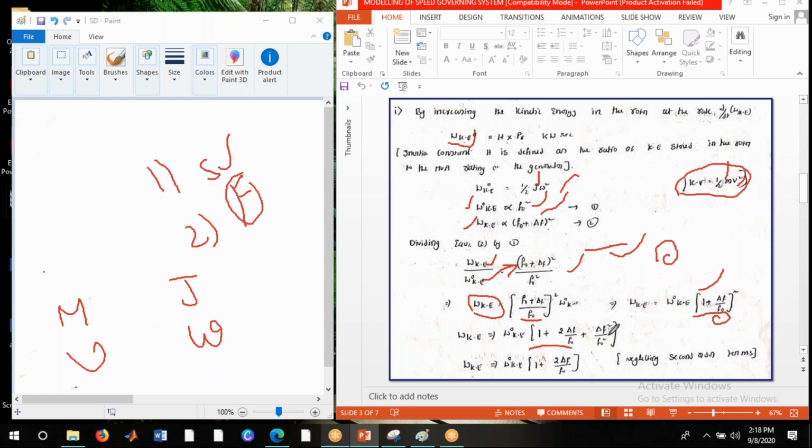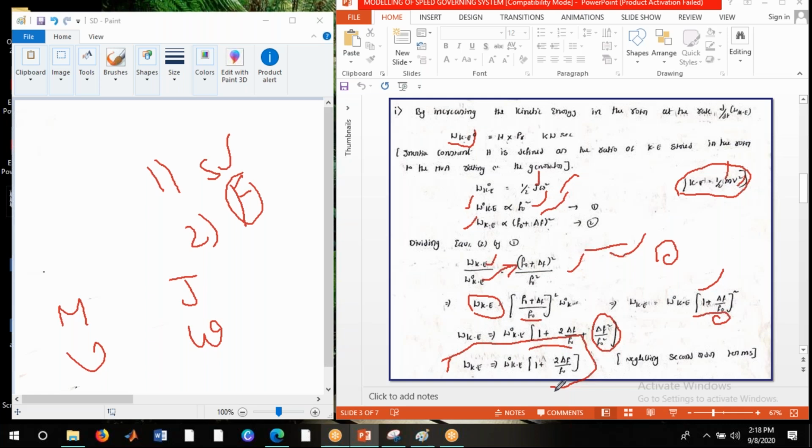Now in this equation, the delta f term, the rate of change of frequency for a second order system, we are not considering. It is completely negligible. While neglecting the second order term, finally the kinetic energy at running condition is given by this equation: WKE into 1 plus 2 delta F by F naught. So this is the case when we are considering the kinetic energy of the generator.